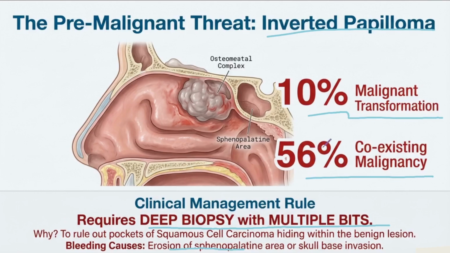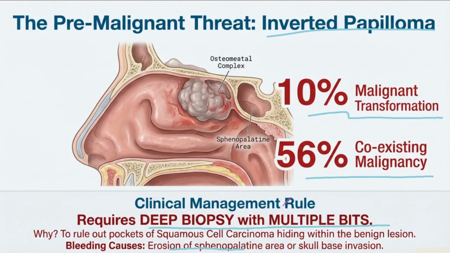The carcinoma could be nestled deep inside the folds of the papilloma. So how do you find it if you just snip the top off? You could miss the cancer, couldn't you? And that would be a catastrophic miss, a disaster. If you treat it like a benign polyp, the cancer just spreads. That's why the notes really emphasize the biopsy rule. You cannot just take a surface snip. You need a deeper biopsy, and you need multiple bits. You have to search the whole house, not just glance in the hallway. You have to map that entire lesion to make sure you're not missing that coexisting killer.